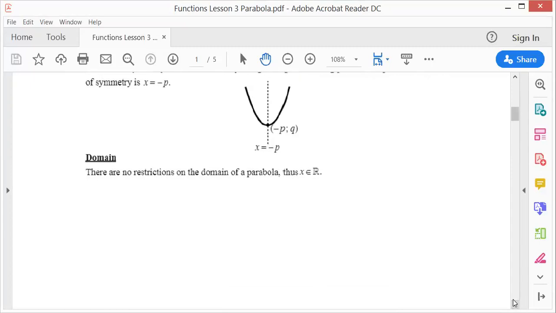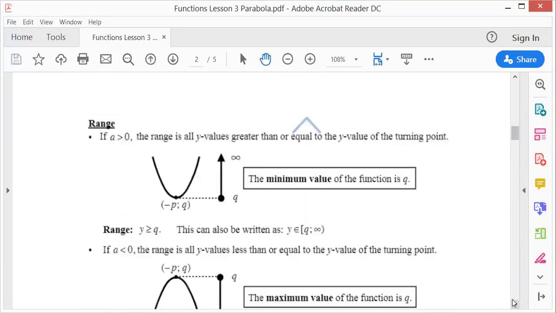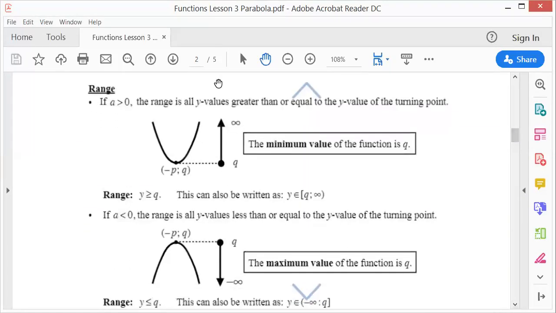Very important. Then the domain means the area from left to right. There's no restrictions. The graph goes out to infinity. So therefore, x is an element of all the real values. Then the range is up and down. So it turns at the bottom of minus p, q, then it goes up to infinity. Either you can say y is greater than or equal to q, the y value, or you can write it like this: y is an element of square bracket q, because you include q, and round bracket for infinity, because you don't know where infinity is.